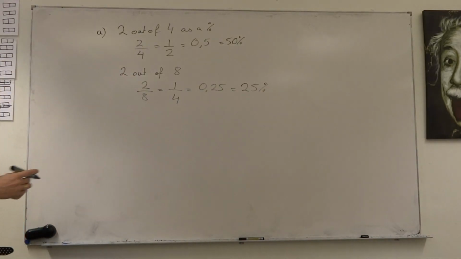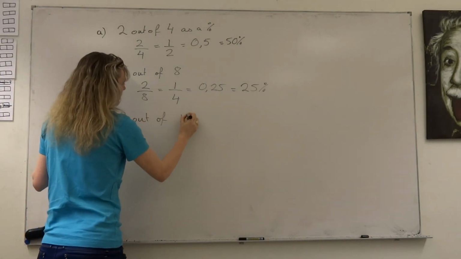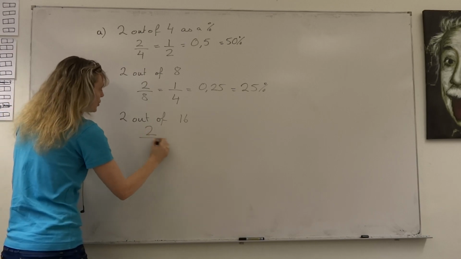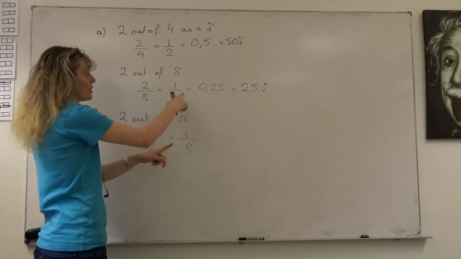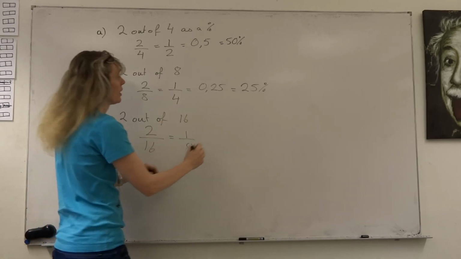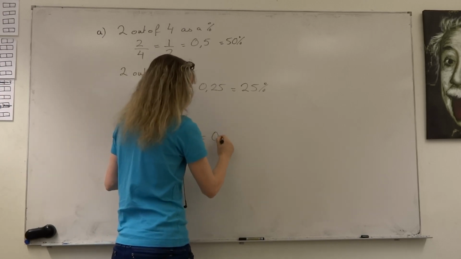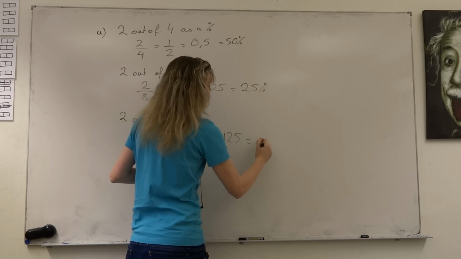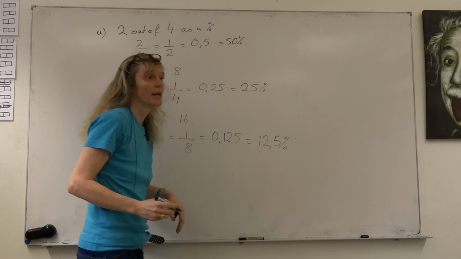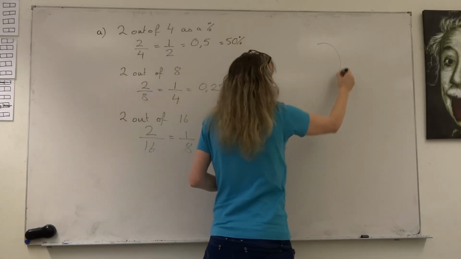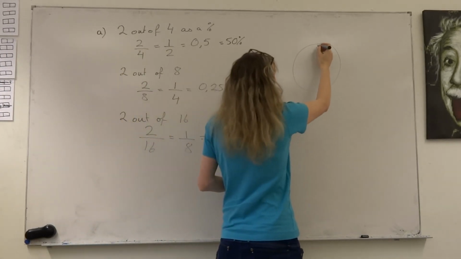Then it says, what about 2 out of 16 then? Well, we know that 2 out of 16 is 2/16, which is the same as 1/8, which is actually half of a quarter. If we divided 0.25 by 2, we'd get 0.125, which is the same as 12.5%.